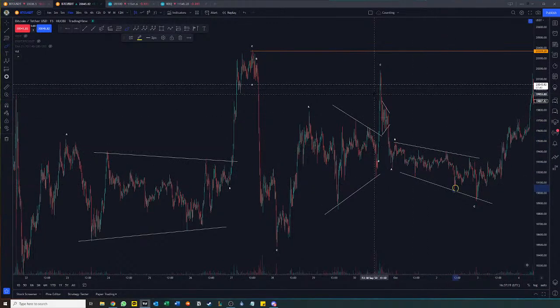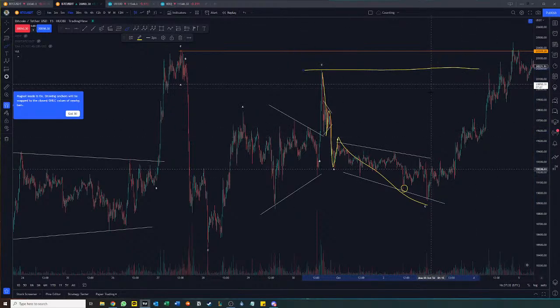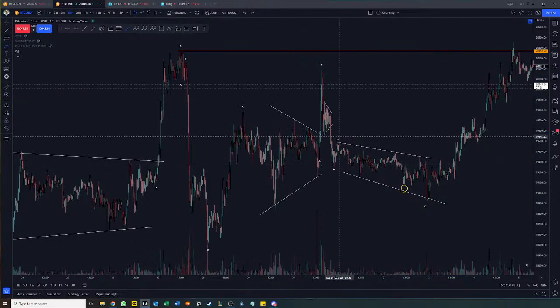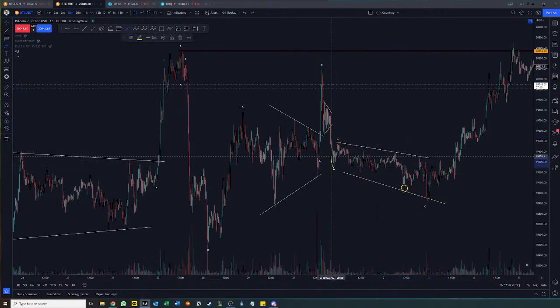However, there's also this possibility that it goes something like 1, 2, 3, 4, 5. And obviously now it's broken, so it's not 1, 2, 3, 4, 5. In fact, it was an A, B, C, and then an A, B, C with a C wave ending diagonal and a very short B wave.